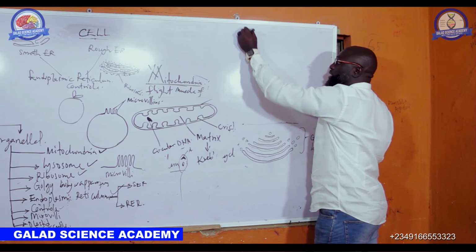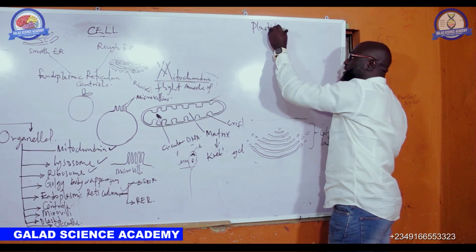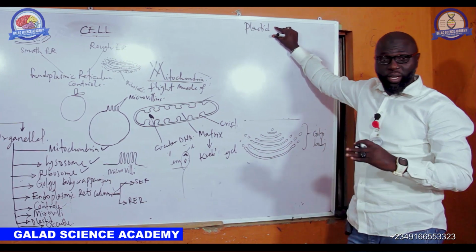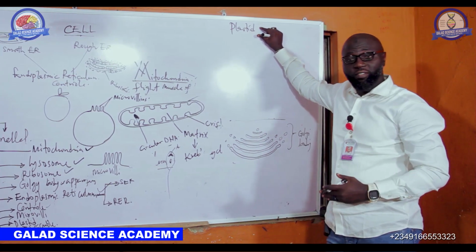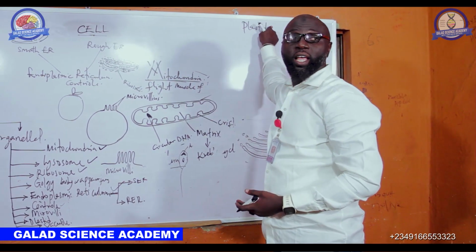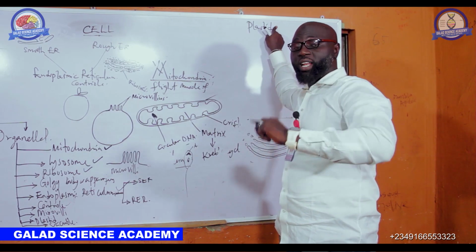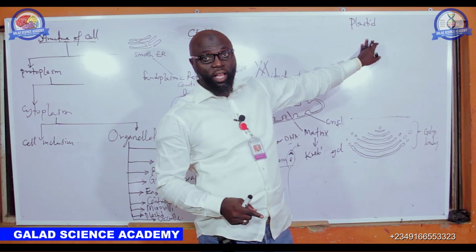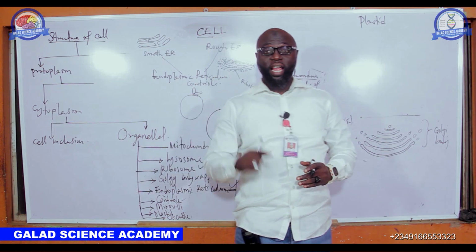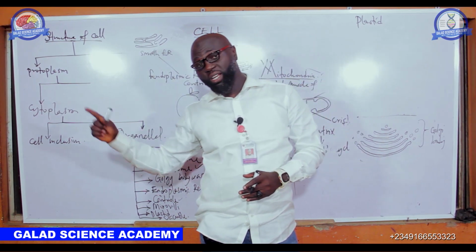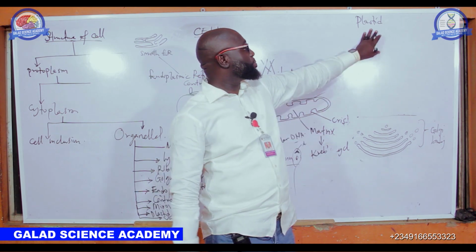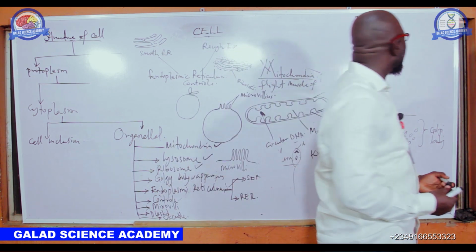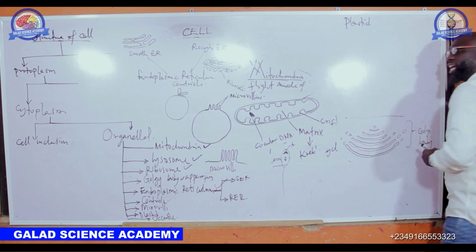The next one is plastid. Plastid is a double membrane organelle and is a self-replicating organelle. It can be found in plant cells only, absent in animals. Under the differences between plant and animal cells, I said centriole and microvilli can be found in animal cells only. So the plastid can be found in plant cells only, not in animals.